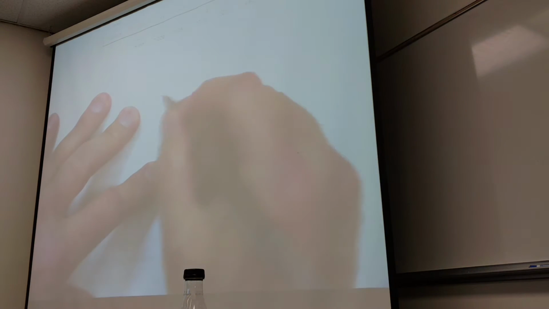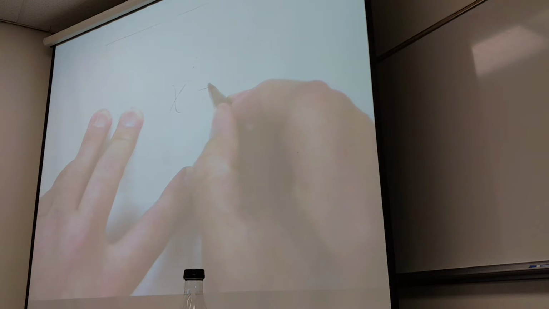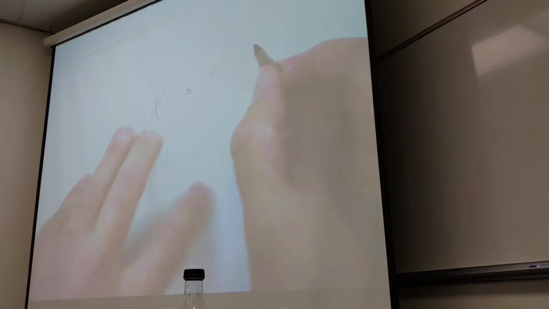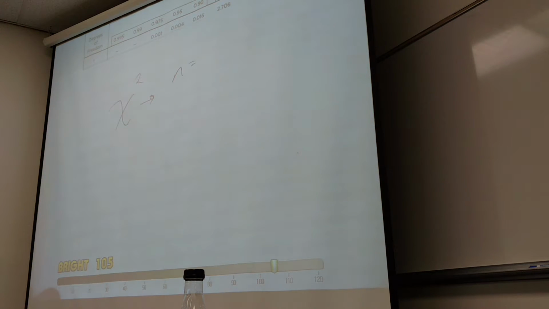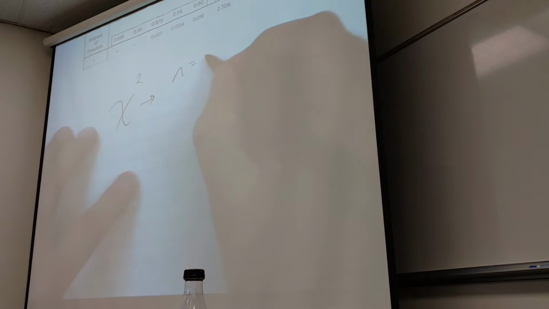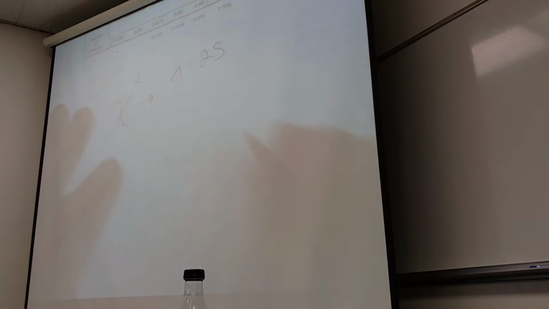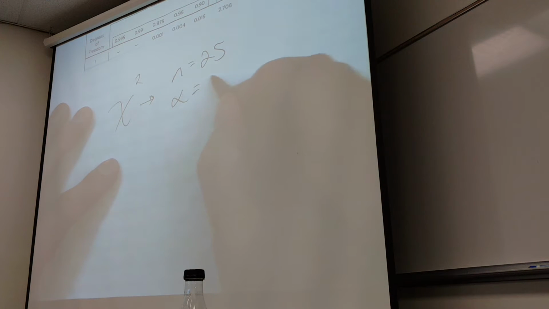So let's find a chi-square where n is... Let's say n is, what you got, Jeff? 25. Alpha is 0.025. Let's try to find that score.